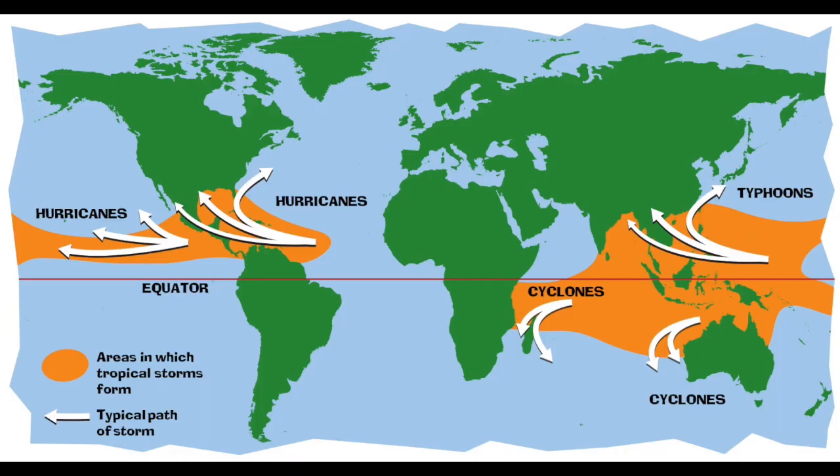The Coriolis effect prevents hurricanes from crossing over the equator. Their rotations pull them away from the equator, so they can't cross and change wind direction.